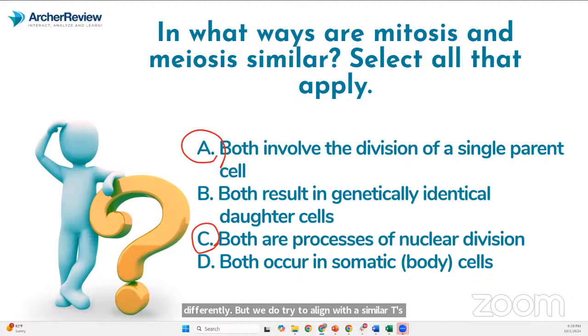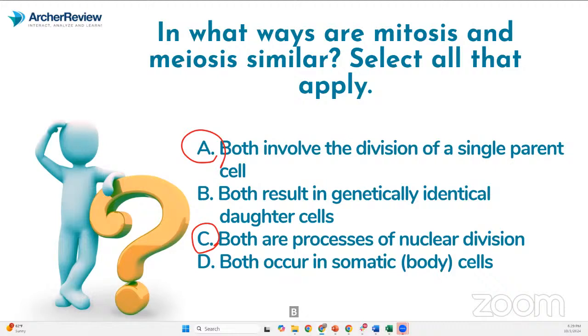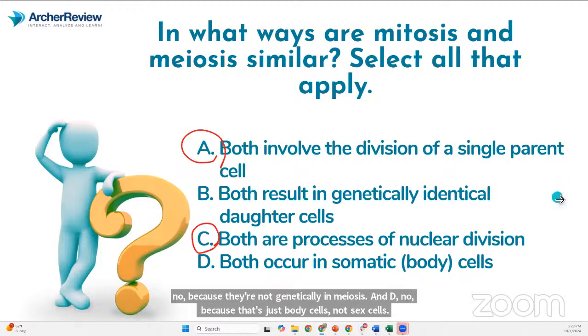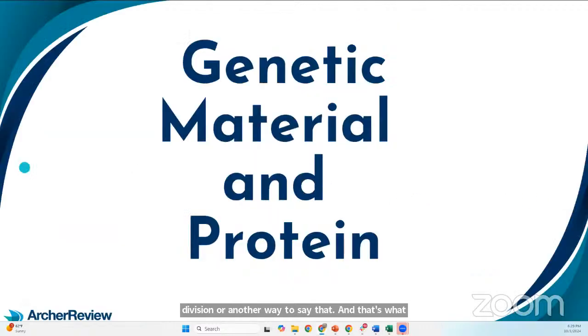B, no, because they're not genetically identical in meiosis. And D, no, because that's just body cells, not sex cells. Yeah, nucleus division is another word for nuclear division, or another way to say that. And that's what someone put in the chat, and they're right. That's another way to look at that.